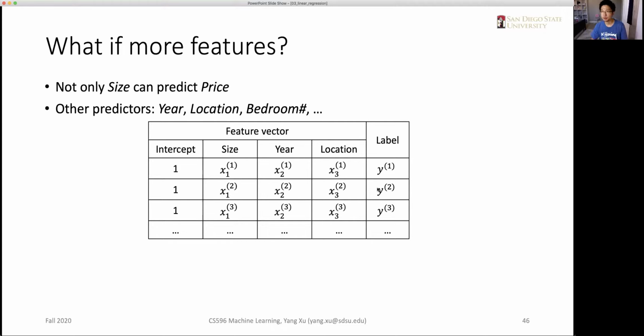Then apparently we need more parameters, right? We still need to keep the intercept, theta 0, and theta 1 is for size. Now we have year, so we'll assign a new parameter for year, which is theta 2. And the fourth parameter, theta 3, for location. As we are still using a linear model, we simply use theta 0 plus theta 1 times x1 plus theta 2 times x2 plus theta 3 times x3 as a linear combination to make predictions of the house price. So this is the so-called multiple linear regression model.